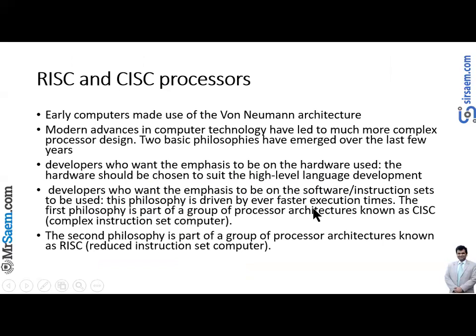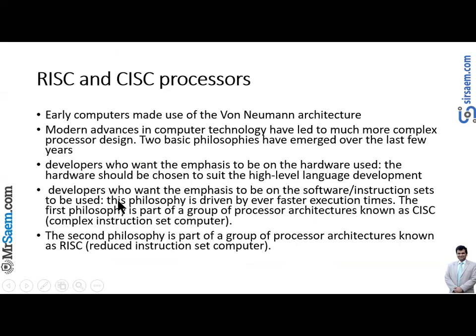Obviously, this is a part of the von Neumann architecture that you studied in AS level. Everything is based on that, right? There are two basic philosophies that have emerged over these years. The first is developers who want to emphasize the hardware. The second is developers who want to emphasize the software, meaning the instruction set to be used.